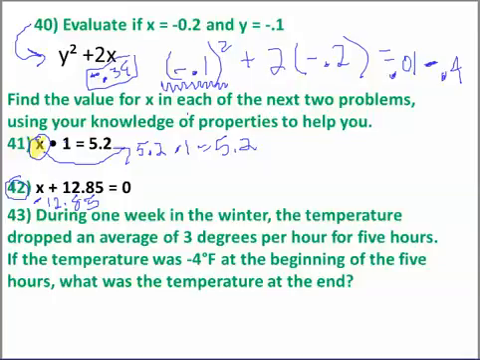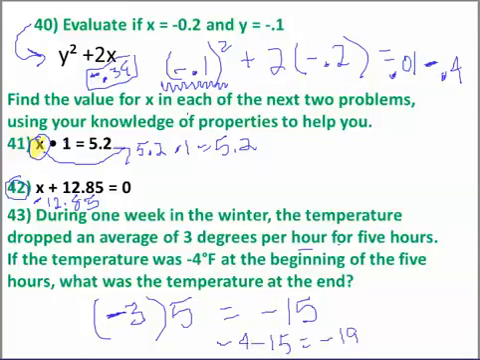43. During 1 week in the winter, the temperature dropped an average of 3 degrees per hour for 5 hours. So it dropped 3 degrees, how many times? 5 times. I think it dropped 15 degrees. If the temperature was negative 4 at the beginning of the 5 hours, so we started out with a temperature of negative 4 degrees, and then we dropped 15 more degrees, I think we're going to end up at negative 19 degrees at the end. Makes sense? I hope so.